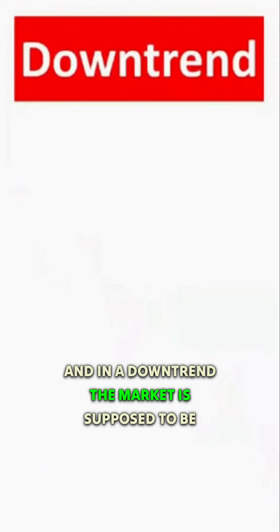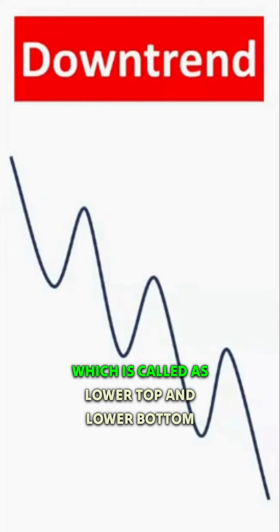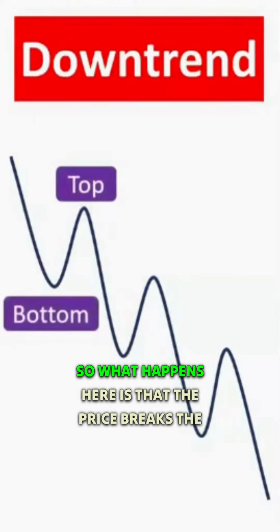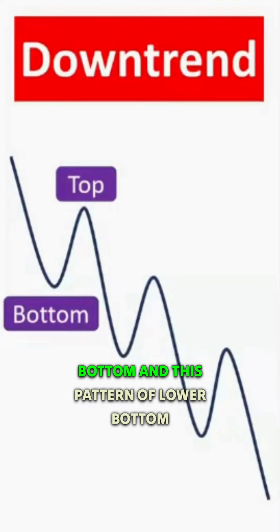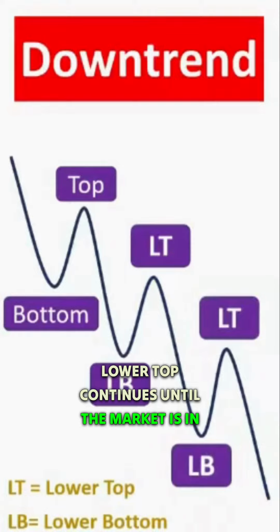The second trend is the downtrend. In a downtrend, the market is falling, the price is coming down. In this process, the price forms a pattern which is called lower top and lower bottom. So this is the bottom and the top formed by the price. The price breaks the bottom and forms another one which is called a lower bottom, and another top is formed by the price which is called a lower top. This pattern of lower bottom and lower top continues as long as the market is in a downtrend.